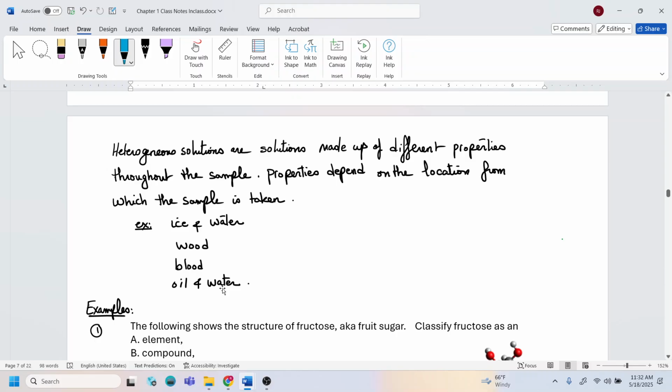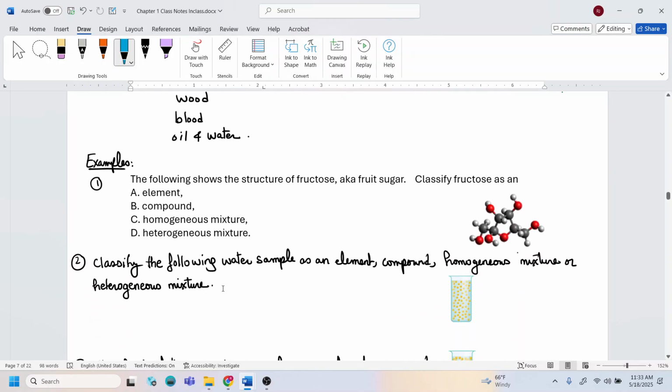So heterogeneous solutions are solutions that don't mix with each other, or components of the solution that don't mix with each other. In contrast, homogeneous solutions are solutions that are in perfect harmony and they do mix with each other. Let's have an example.